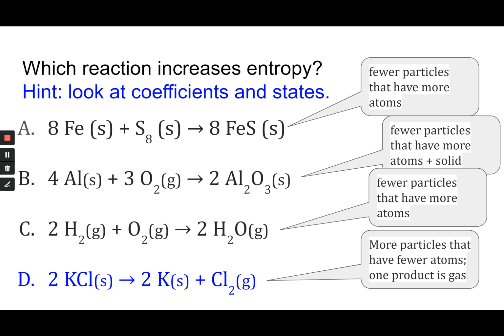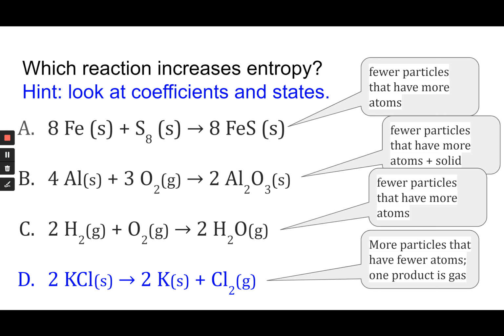Next, we can look at making water from hydrogen and oxygen. Now, water has more atoms per molecule than either hydrogen or oxygen, but we are making 2 molecules out of 3. So we are decreasing the number of things and therefore decreasing entropy.